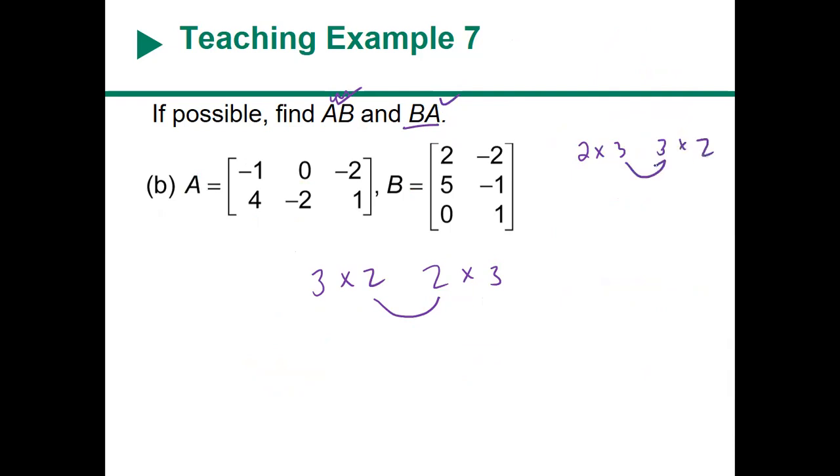Does it pass the smile test? Yes, so both of these products would exist. Does that make sense? This product would make a 3 by 3. This product would make a 2 by 2. 2 by 2, 3 by 3.